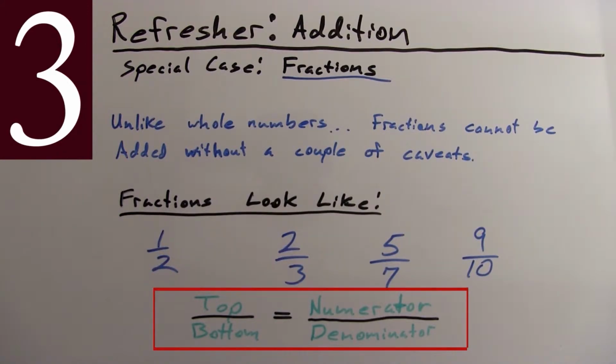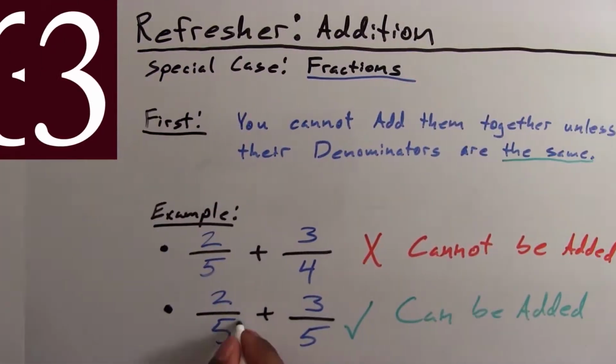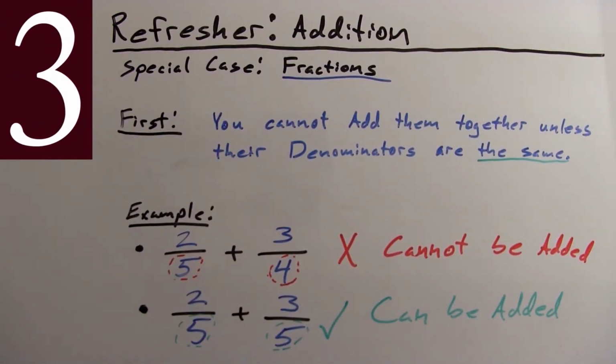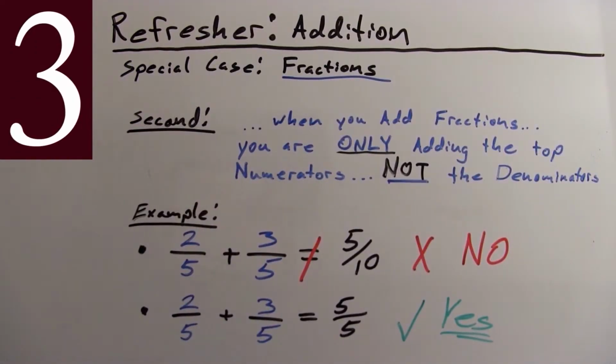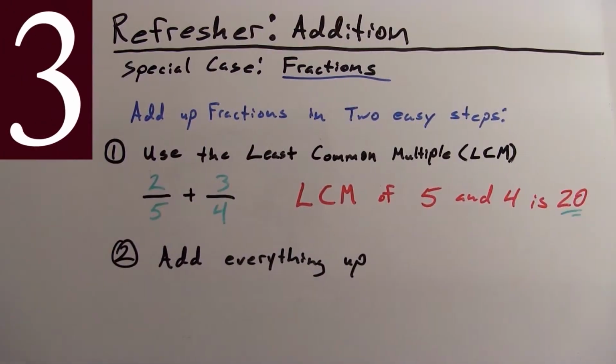The top is your numerator, and the bottom is your denominator. First, keep in mind that fractions cannot be added unless their denominators match. If both bottoms aren't the same, they can't be combined. Second, remember that when you can combine fractions, the only numbers being added are the numerators, the tops. Do not add the denominators of fractions together.